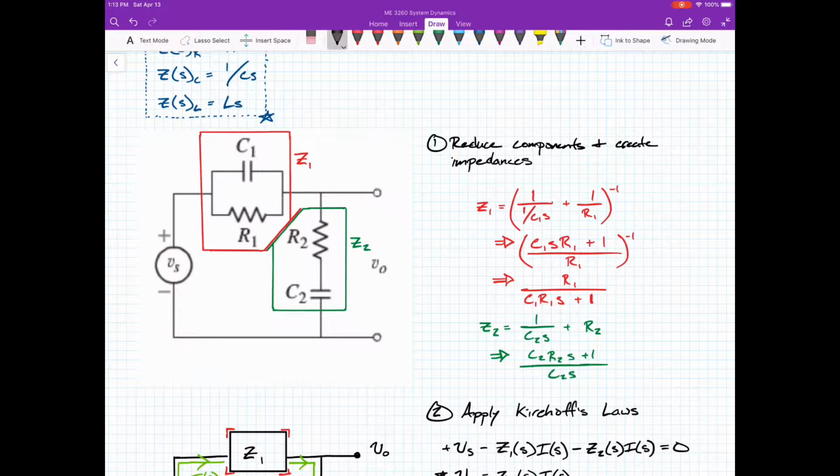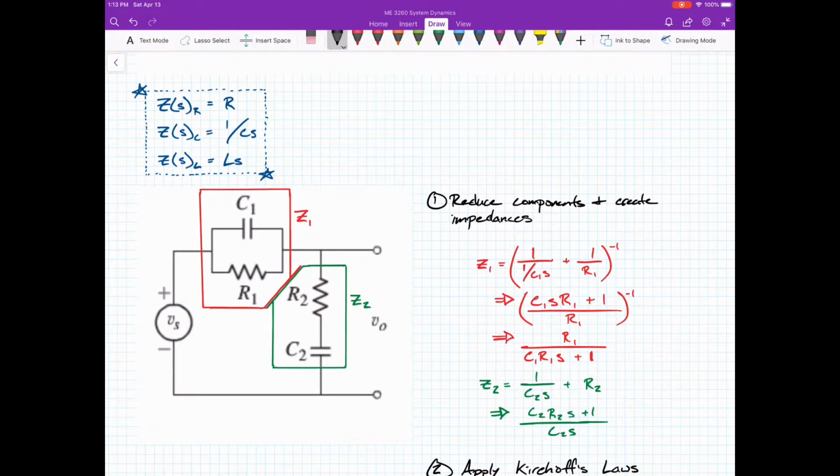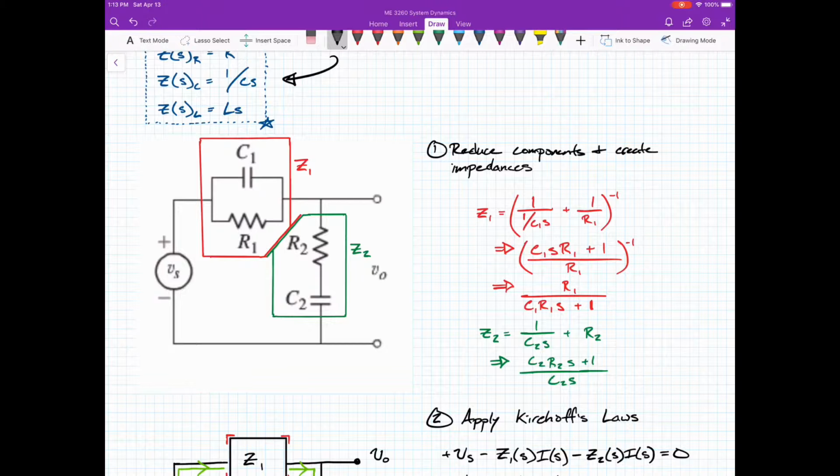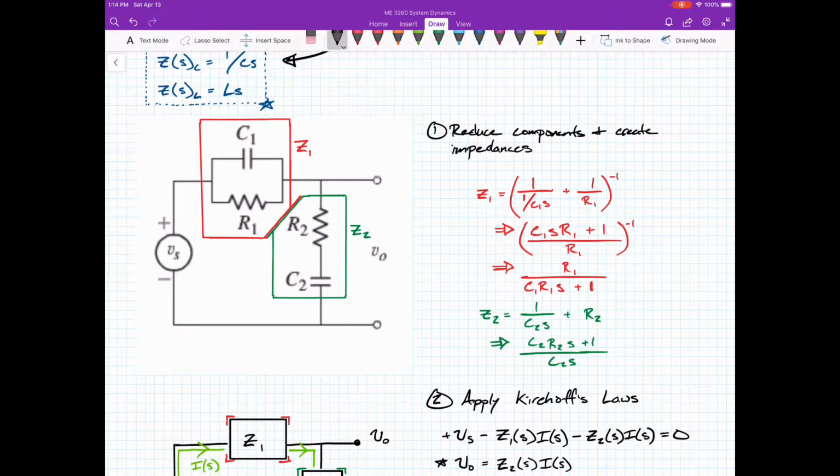So we've divided this up into the parallel portion of C1 and R1, and then the series portion of R2 and C2. And so we've got a quick little note up here just to remind us of what the impedances of these components are. And so for the parallel portion of the circuit, we've got the impedances combining here, and that's labeled as Z1 in red.